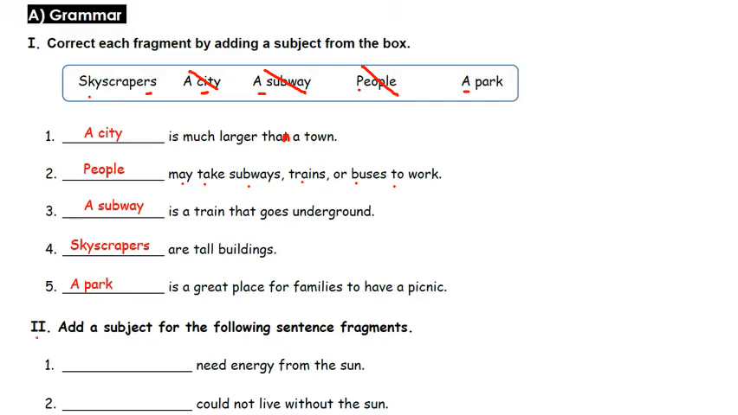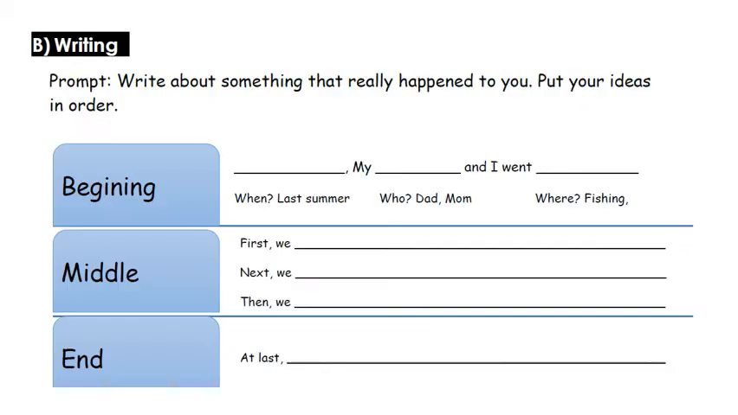In number 2, add a subject for the following sentence fragments. So here I have sentence fragments missing the naming part or the subject. Number 1, need energy from the sun. What can you think of that needs energy from the sun? I can say living things. Number 2, could not live without the sun. What do you think of something that could not live without the sun? I can say, for example, plants.